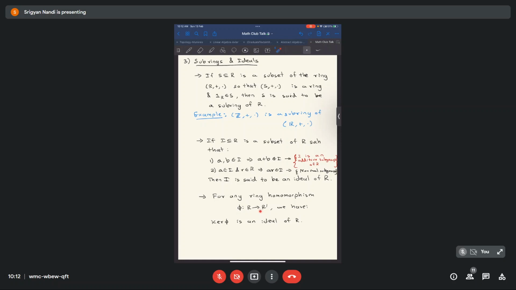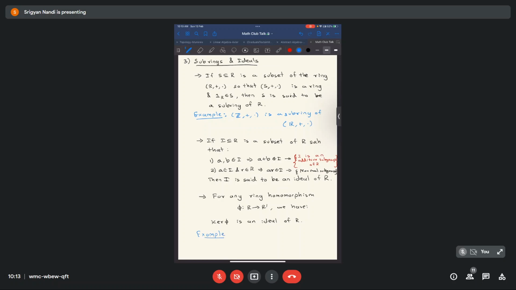One of the most common examples of an ideal arises from any ring homomorphism. So if phi is a ring homomorphism from R to R dash, then we always have as a necessary byproduct that the kernel of phi, which is the set of all elements of R that get mapped to zero under the homomorphism, is always an ideal of R. It's a very trivial fact, which I will not prove. And throughout the talk, there'll be several more of such very elementary trivial facts, which I will not bother proving since they're very simple.